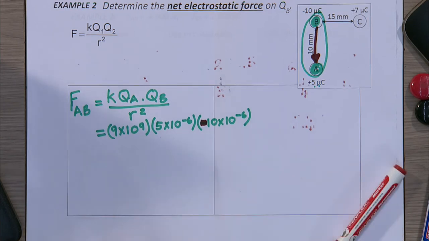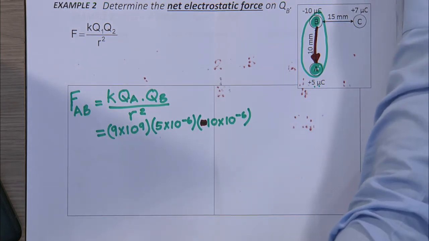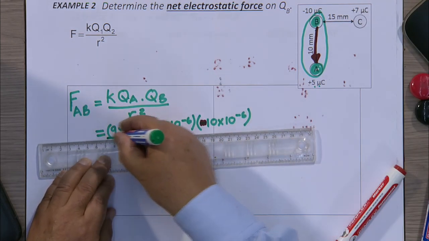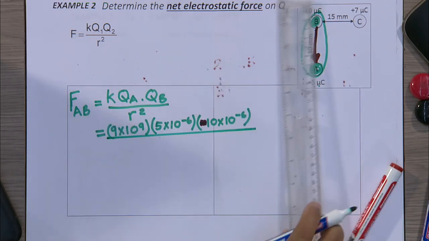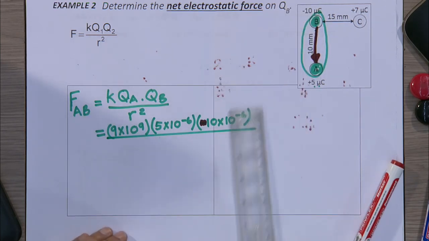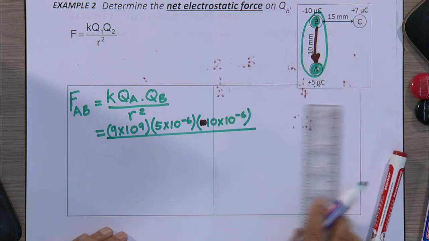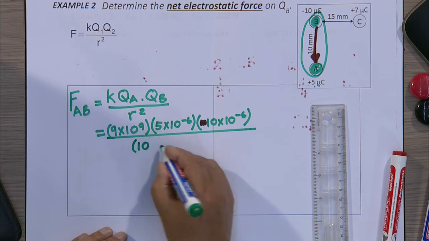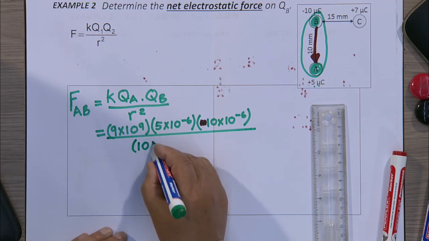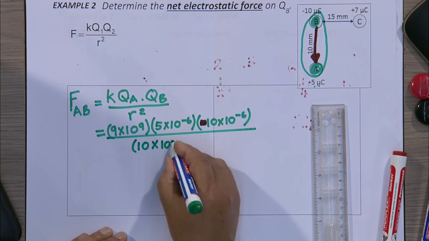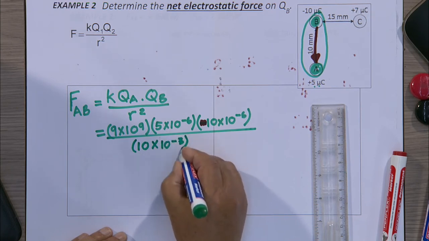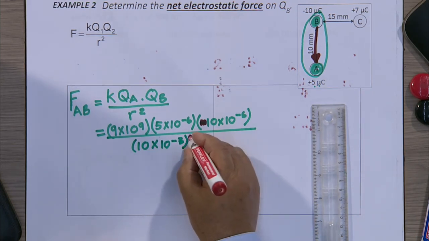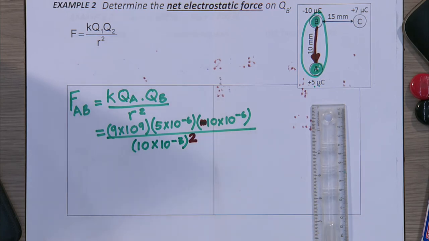Okay, now let's put all of this, if I can get my ruler quickly, over the square of the distance between the centers. Okay, and the distance between the centers, if I look carefully, is 10 millimeter. I have it there. So it means it is 10 milli means 10 to the power minus 3. So that means I'm going to multiply by 10 to the power minus 3. And then don't forget it. I almost forgot now for a minute. I must square that. Okay.